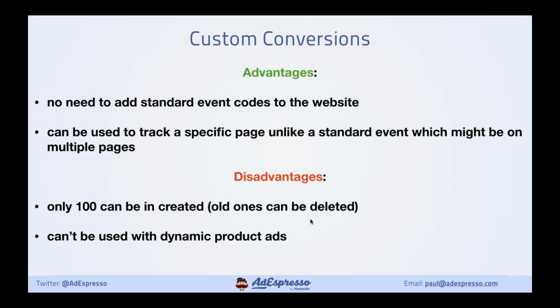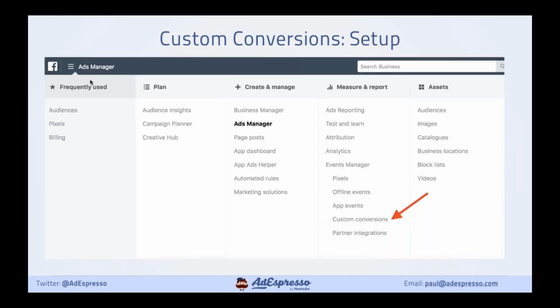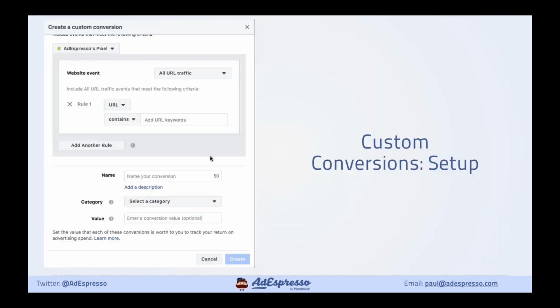So next, let's have a quick look at how we can set up those custom conversions. So what we do, again, we go to that hamburger icon from Business Manager or Ads Manager, and you'll see somewhere an option for custom conversions. So what we do is we click on that one, and then there's a little button where you can then set up your custom conversions, and then you just go through the steps.